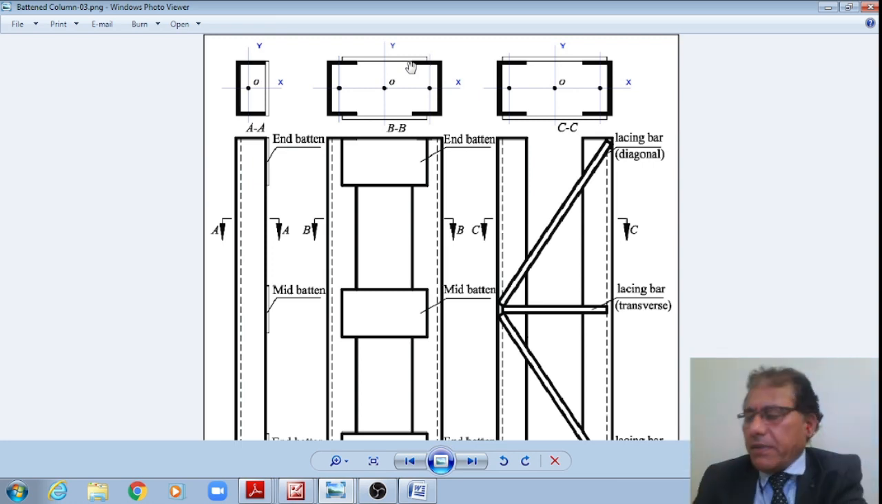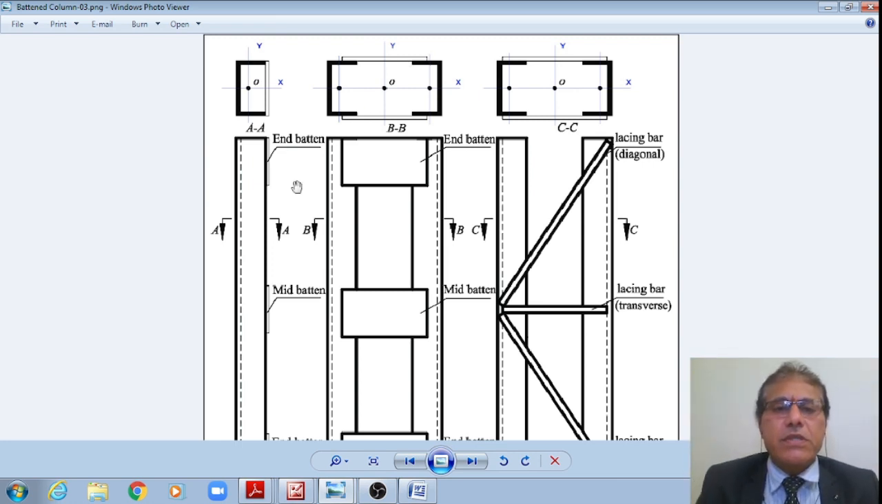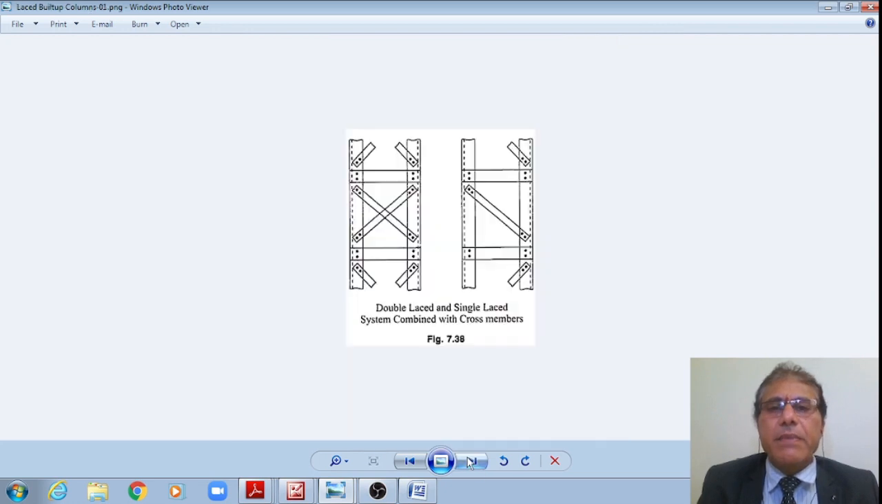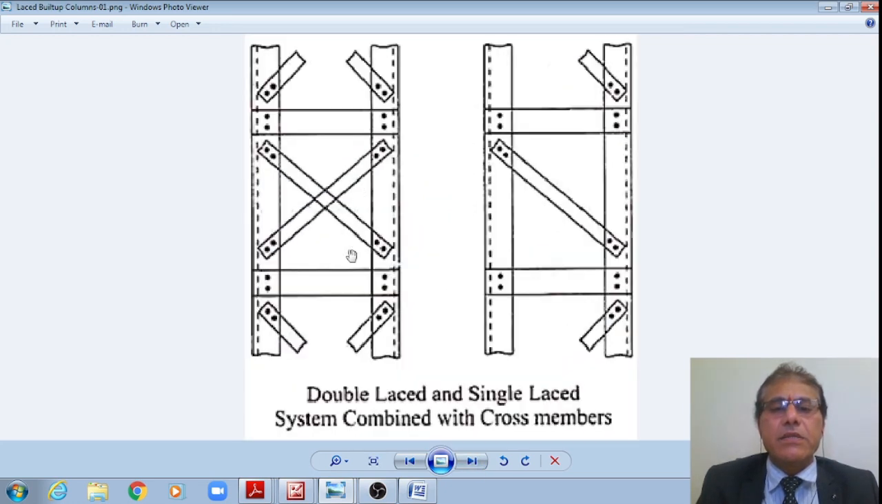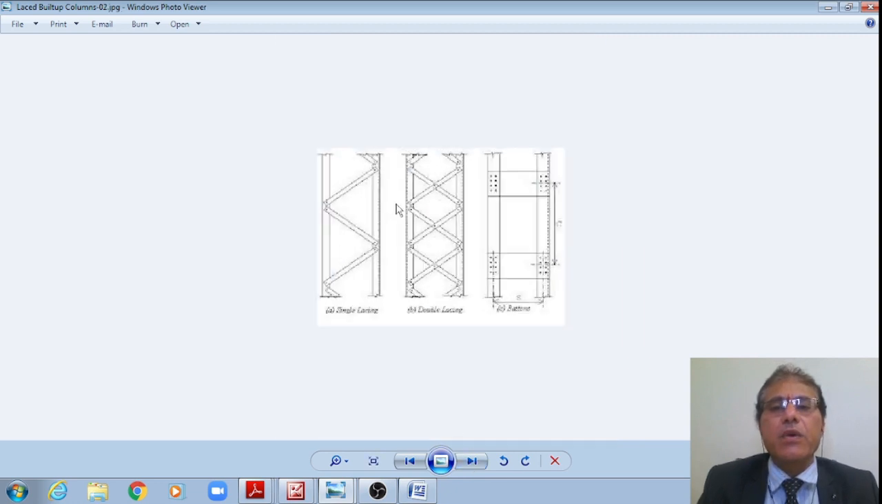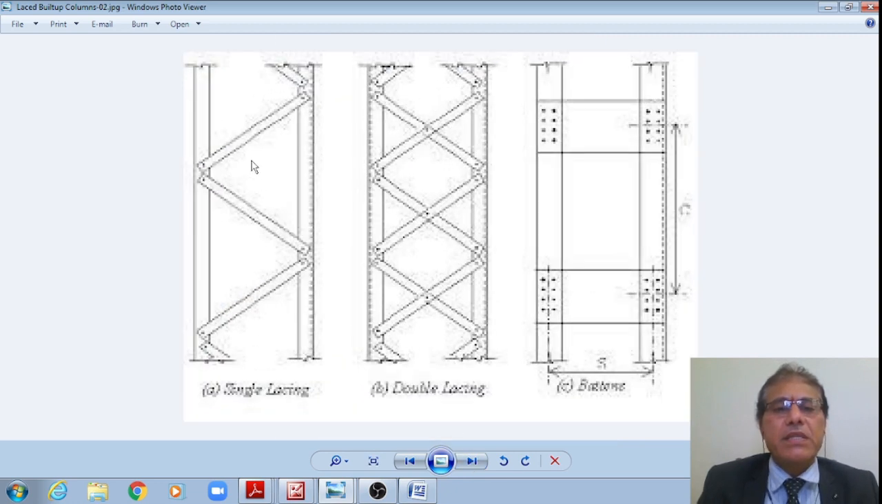Now we'll examine this, and let us also see another schematic wherein this is already double laced and single laced along with the batten plates also. This is with cross members. However, code will not permit this type of design until you prove that this is efficient enough, or all the loads are taken by the different members. These designs we already examined in the previous video. This is how the single lacing design is. This is what is called double lacing.